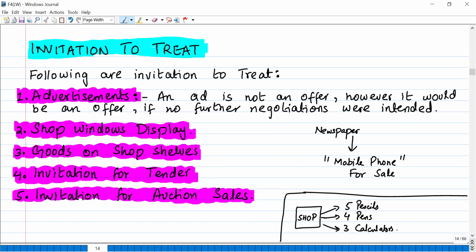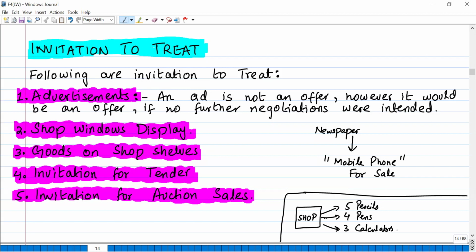For example, if you put an advertisement in the newspaper that says mobile phone for sale, and someone sees that advertisement and contacts you, he cannot say that you made an offer and he has accepted, so you have to give him the mobile phone. There was further negotiation intended. For example, he could have asked which model the mobile phone is, is it new, is it used, and the color of the phone. So if there is further room for negotiation in an advertisement, then that advertisement is not considered as an offer. It is considered as an invitation to treat, because the other party will give you an offer.